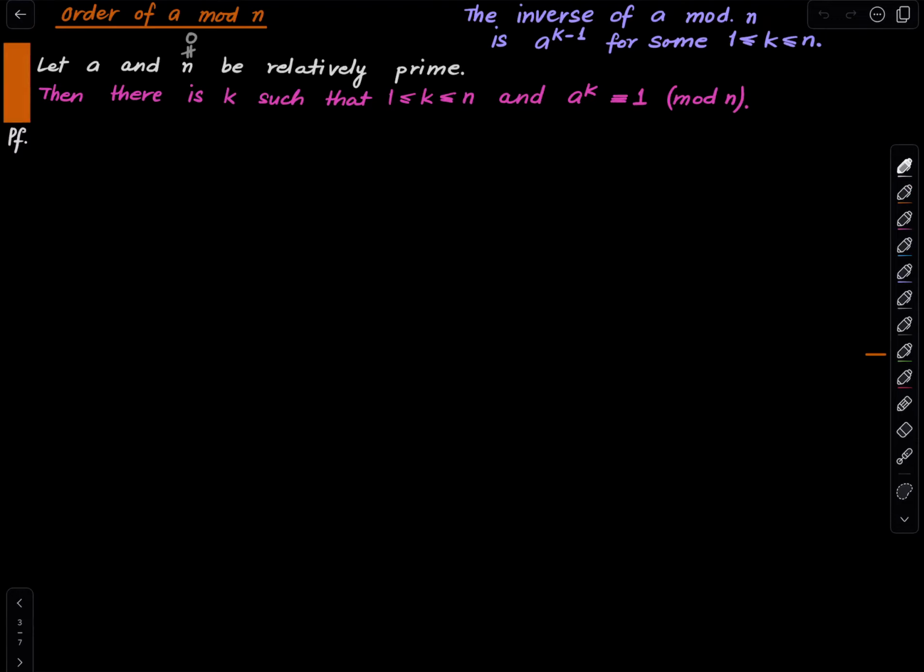Okay. So consider the numbers a, a squared, a cubed, and so on, up to a to the power n, right? And we want to show that one of them is congruent to 1 modulo n. Fine, so what we do is we will record the remainders modulo n. So let's say R1 is the remainder that a to the power 1 leaves when you divide it by n. R2 is the remainder for a to the power 2, R3 for a cubed, and so on.